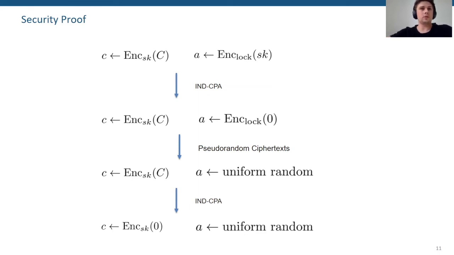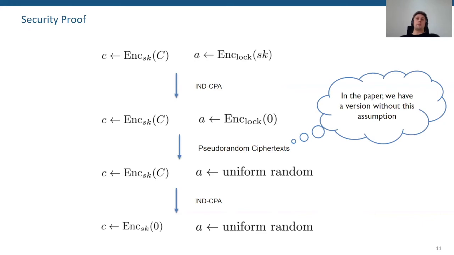And the last step is to turn the encryption of the circuit C into an encryption of zero. So in the last hybrid, we have some uniformly random value for A and an encryption of zero for C. And both ciphertexts are completely independent of the circuit C and the lock value. So this completes the proof.